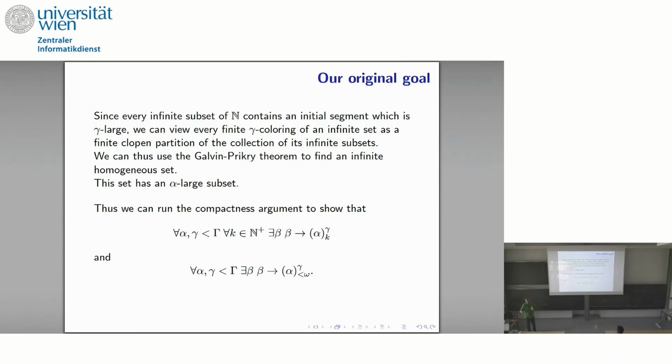Homogeneous means that it takes just one color. All gamma subsets of that set will all be colored in the same way.